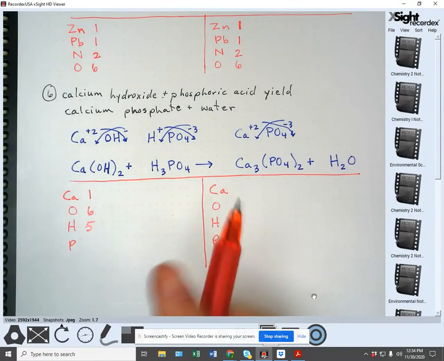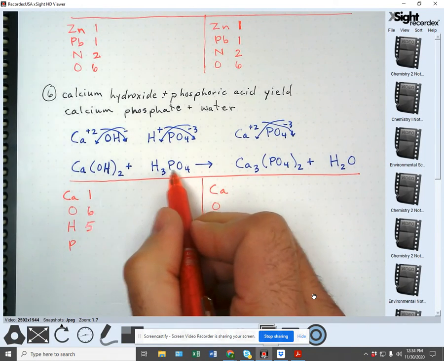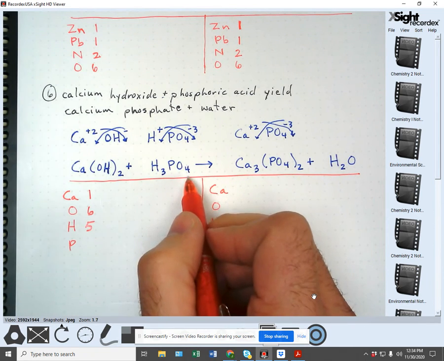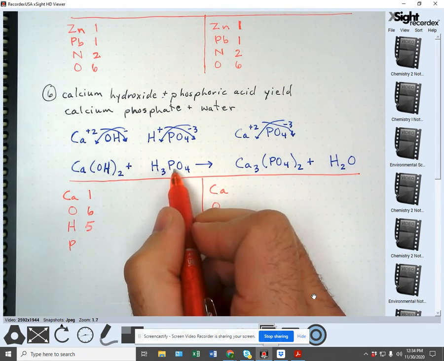Phosphorus. Okay, phosphorus over here. Now, notice the 4 is on the oxygen. It's not outside of parentheses, so it just goes to the oxygen. So phosphorus here, we just have 1.